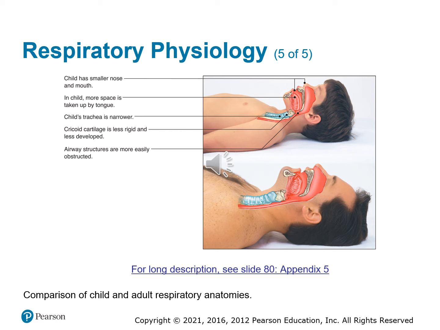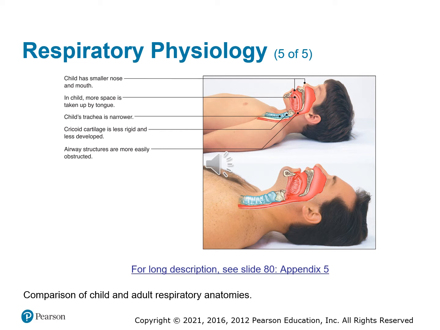Now the cricoid cartilage is less rigid and less developed. You'll find as we go through this course that the bones are not as rigid or hard in children or infants as they are with adults. As we get older, our bones solidify, or ossify, and that's when they get hard. And then as we get really old, they start to break down a little bit more and have osteoporosis. That doesn't mean they're flexible, it just means they're more brittle.